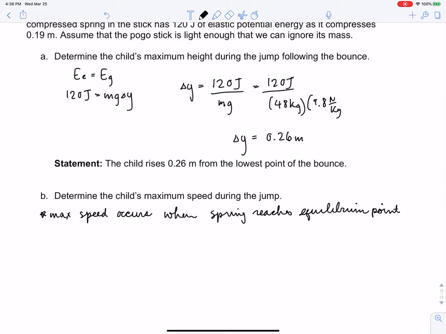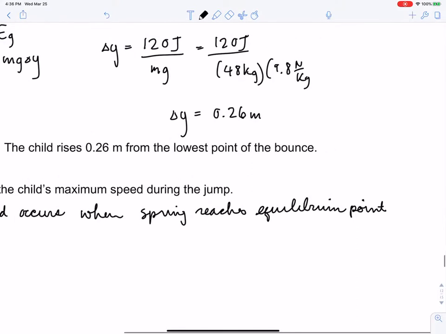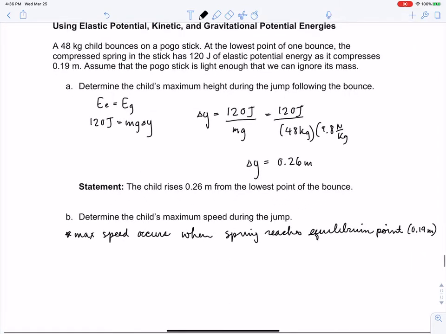And the spring reaches its equilibrium point when it stretches that 0.19 meters above the ground, so the total energy is 120 joules. And at this particular point where the maximum speed is happening, the type of energy the child will possess is kinetic energy plus the gravitational potential energy as a result of being 0.19 meters above the ground.